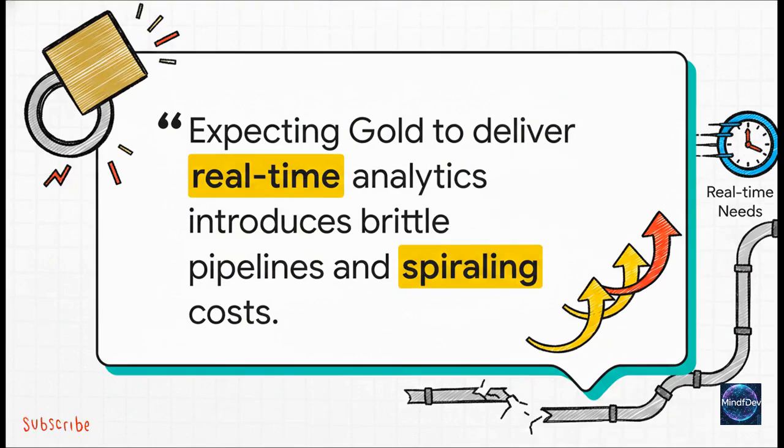I mean, this is the classic square peg in a round hole problem, right? The gold layer is built for consistency, not for speed. If you try to force it to handle real-time jobs, you just end up with these fragile, super expensive pipelines that are pretty much guaranteed to break. Real-time stuff belongs in the layer that was built for it, Platinum.